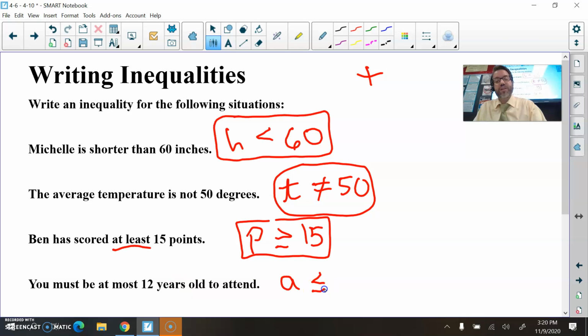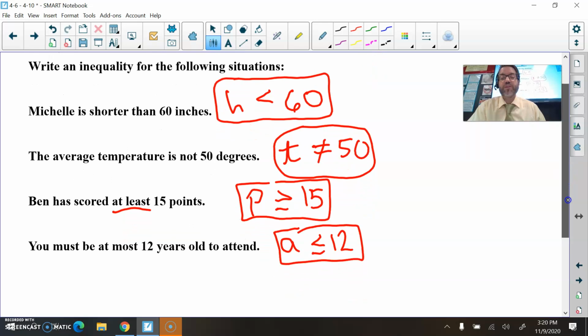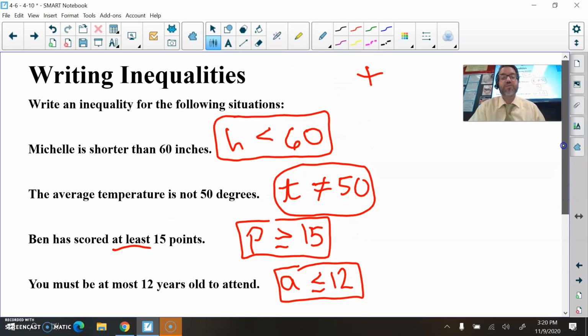So I'd better include an equal to in that as well. So your age must be less than or equal to 12 years. And again, we don't need to put a label when writing our inequality. Okay? Your age has to be less than 12 years old, or you could be exactly 12 years old and you would qualify. Okay? Hopefully you're getting the hang of this.